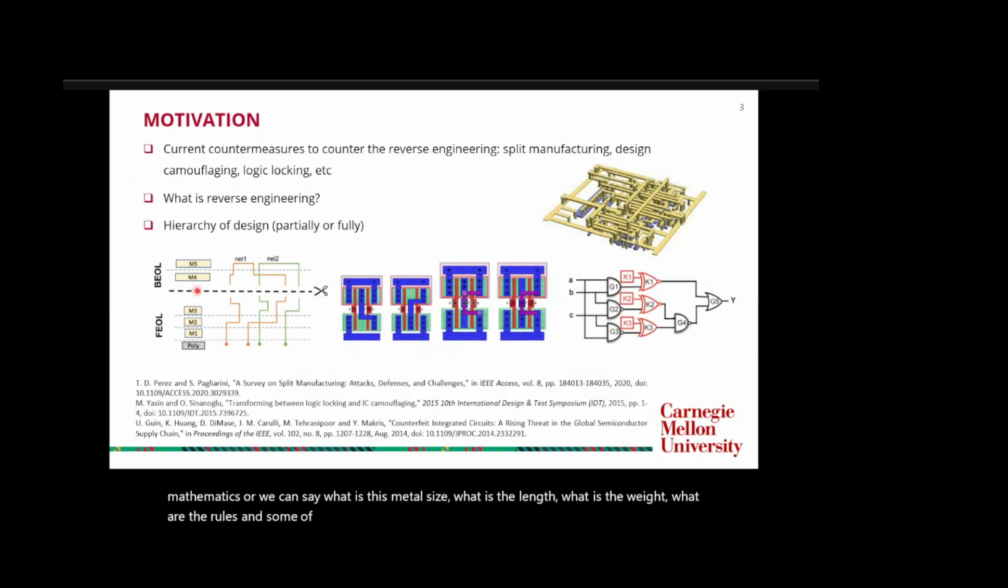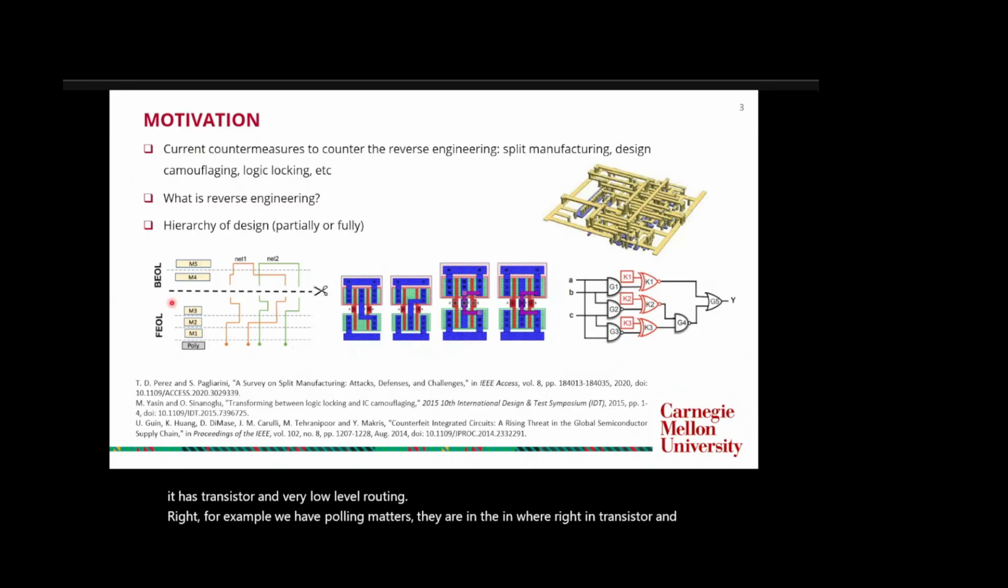In that case, for example, we have upper level metals, and we have lower level metals like M1, M2, M3. They are used to describe transistors. Now what we do, we actually place and route, and we cut the design into the back end layer and the front end layer. The front end layer has low level information. It has transistors and very low level routing, right? For example, we have poly and metals. They are in the transistor, right, and then we have major routing here.